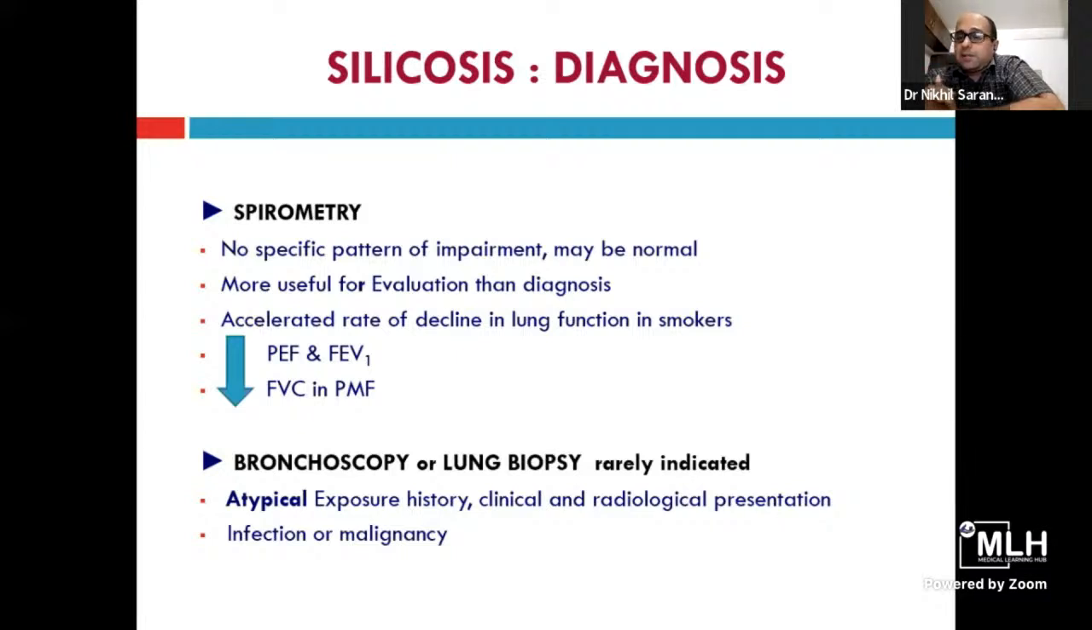But you have an accelerated rate of decline of lung function in smokers. Usually we don't have to do bronchoscopy or lung biopsy at all, okay, unless you have atypical exposure history or you are suspecting some superadded infection like TB or malignancy. Next.